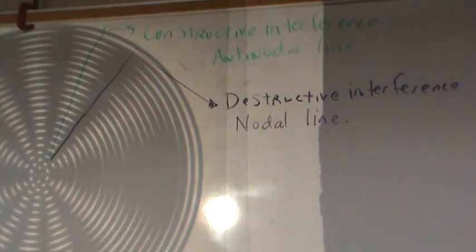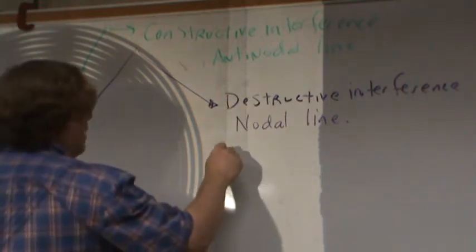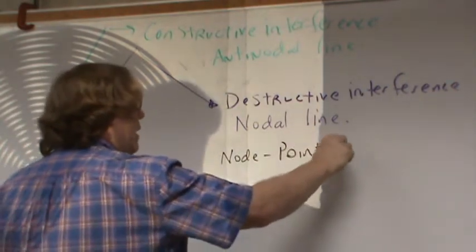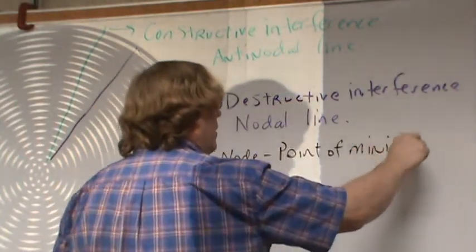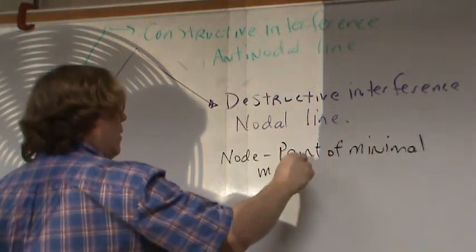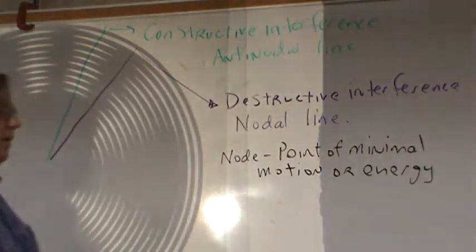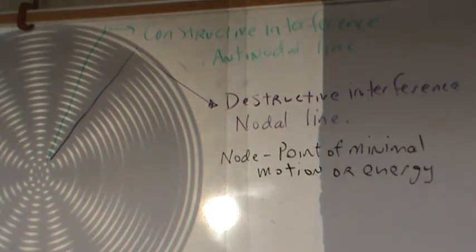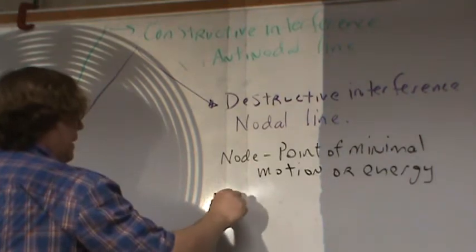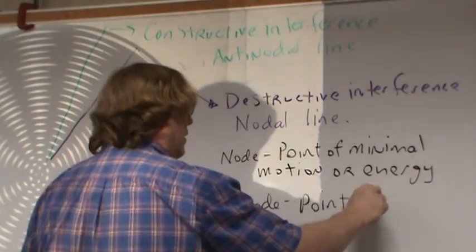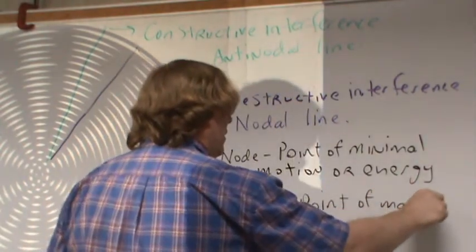So at this point, I would like to define what a node and an antinode are. We're going to encounter those terms a lot more in the next week, but I just want to define them now. A node is a point of minimal motion or energy. That's a node. An antinode is a point of maximal motion or energy.